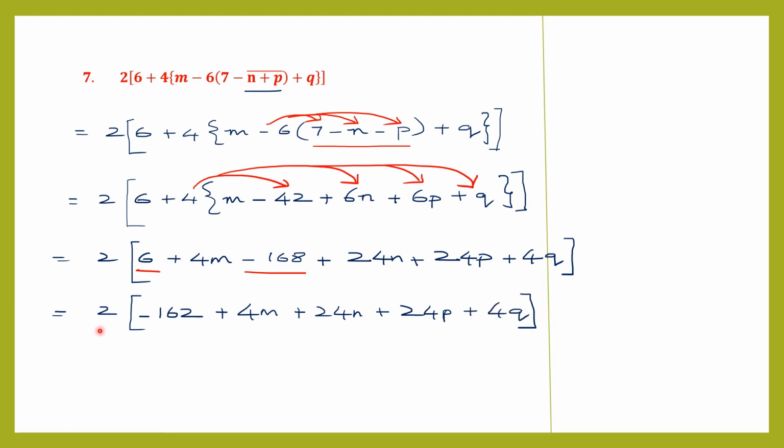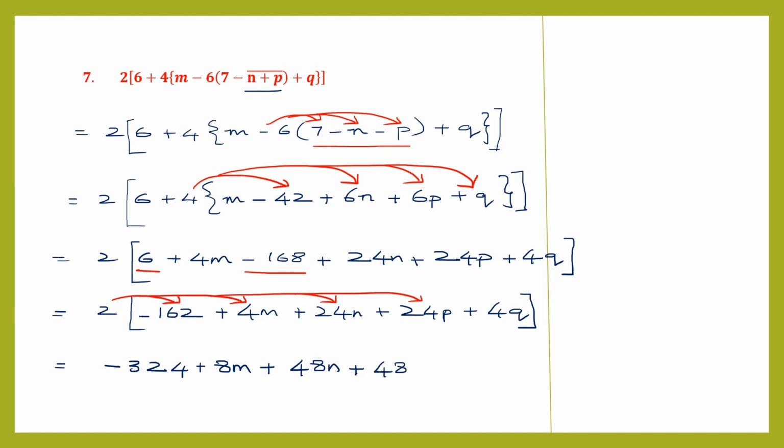Now when we open, we have to multiply 2 with each term inside. So first let's multiply 2 with 162. The sign is minus. 2 into 162 is 324. Then 2 into plus 4m, 2 fours are 8, 8m. Then multiply that with 24n. So 24 into 2 is 48. So that is plus 48n. Multiply it with 24p, it's plus 48p. And then the last one, multiply it with 4q. 2 fours are 8, so 8q.